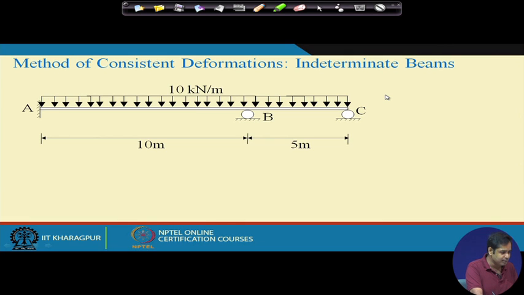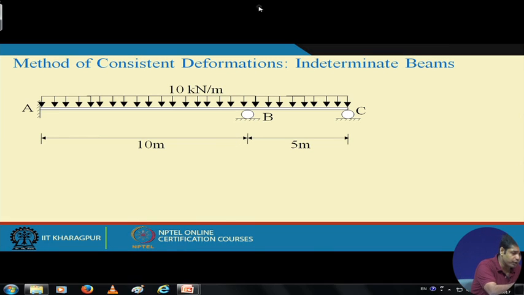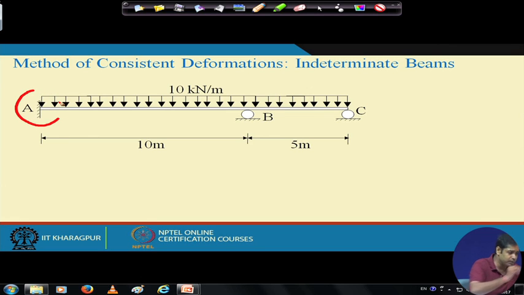This example is similar to the previous example, similar in the sense of the length and the loading condition, but the only difference is the pin support which was at A is now replaced by one fixed support here. If you see, that is now replaced by one fixed support. Okay. Now, then what happens?